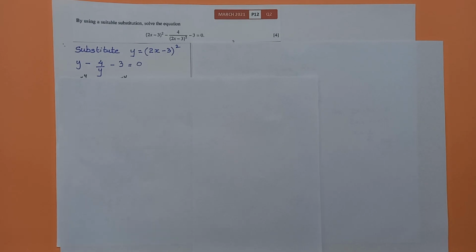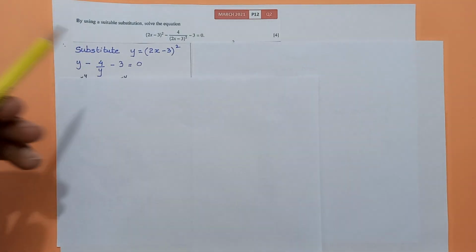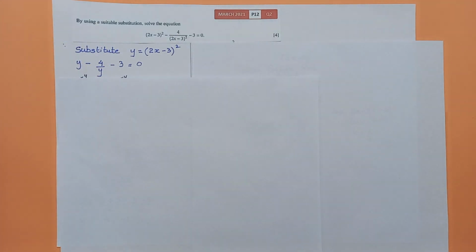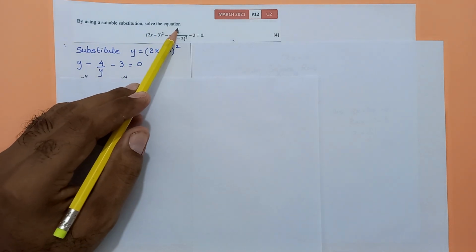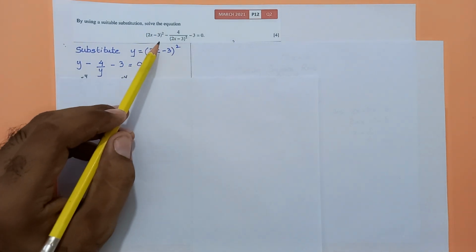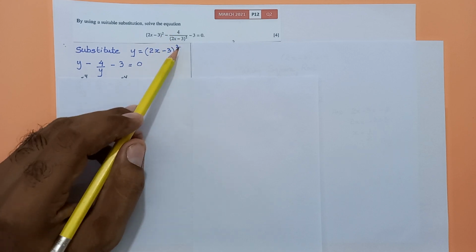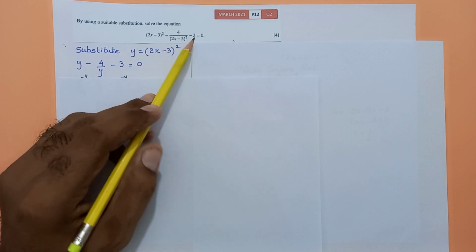Hello everyone. We have a question. It says that by using a suitable substitution, solve the equation. And the equation is (2x - 3)² - 4/(2x - 3)² - 3 = 0.